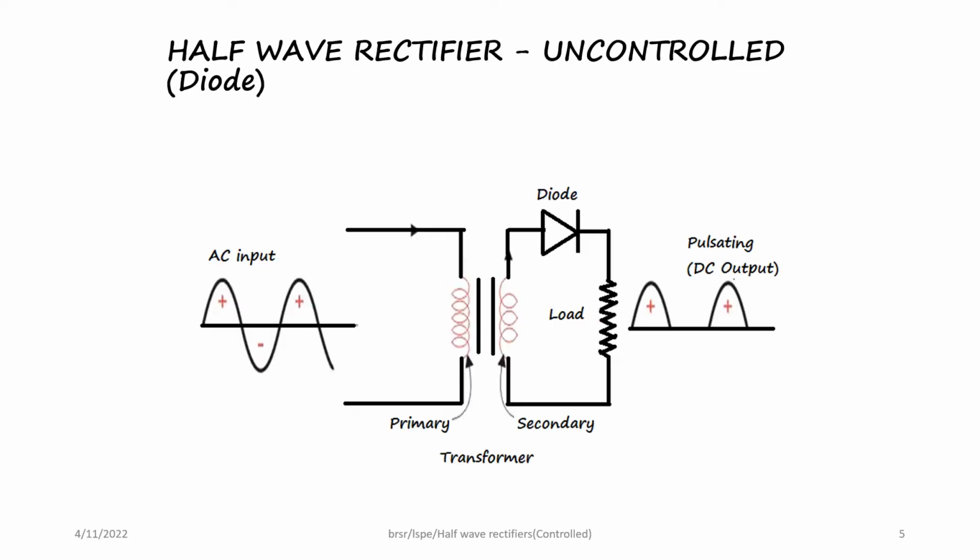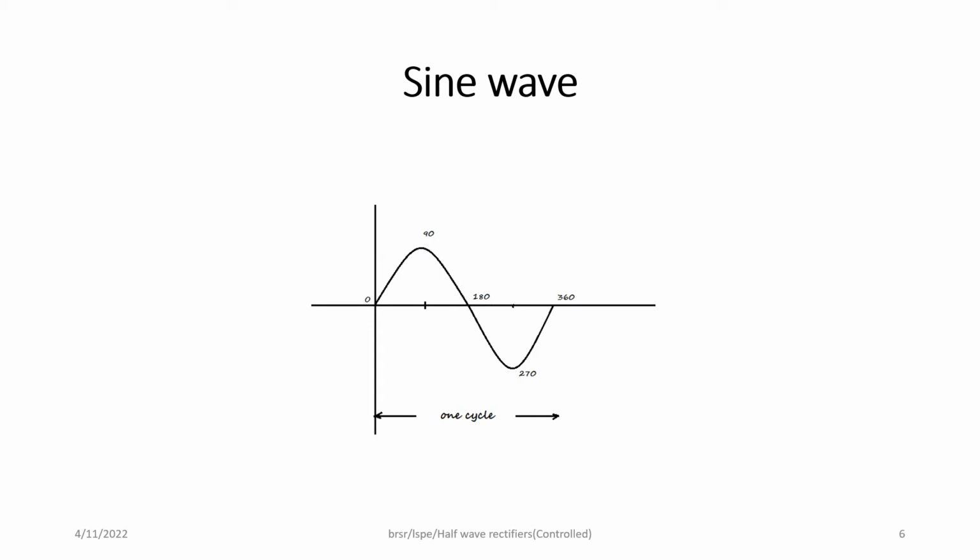Now, the uncontrolled half wave rectifier, as I already mentioned, uses a diode and it is an uncontrolled rectifier. The explanation is there in the previous lecture. In this lecture, we will go in for a controlled rectifier wherein a thyristor or an SCR is used in place of the diode. Before going into that, let me give an explanation on this sine wave.